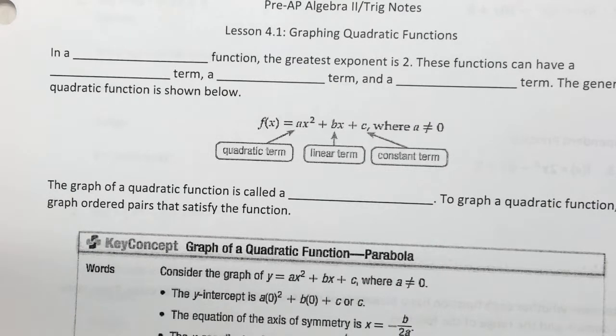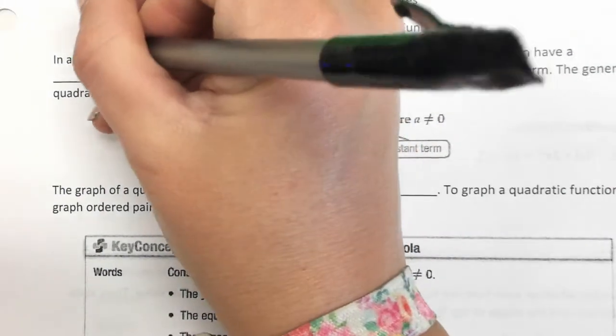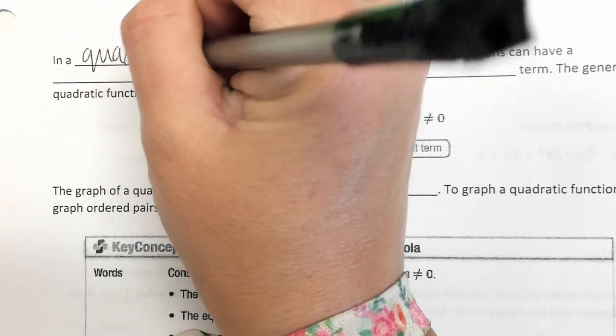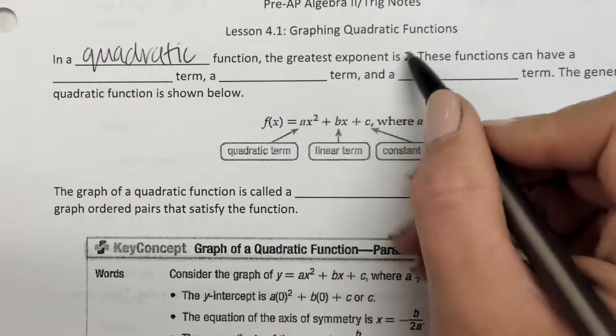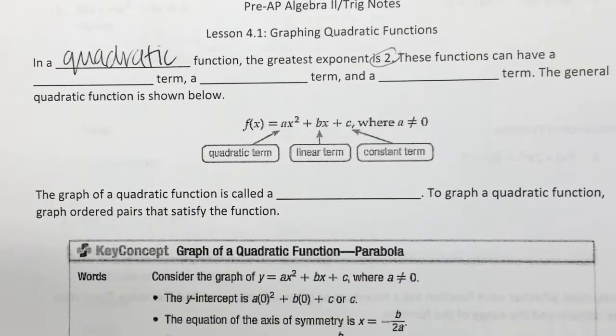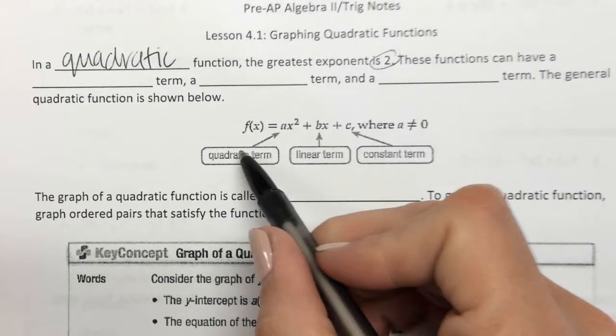Alright, so in a quadratic function, that's going to be your first definition, and these might be on your test. In a quadratic function, the greatest exponent is 2. So if it has an exponent greater than 2, like x cubed, then it's not quadratic. And they have 3 terms.